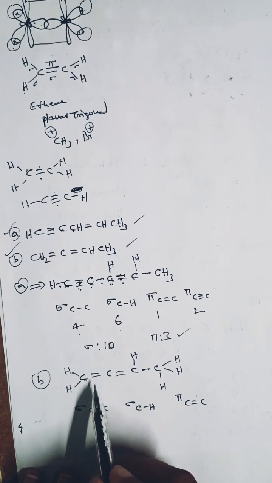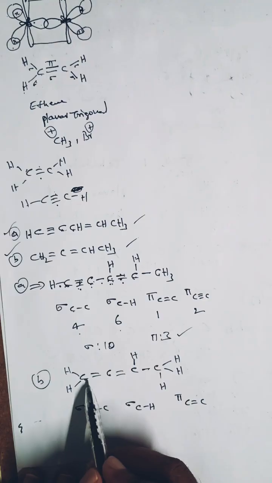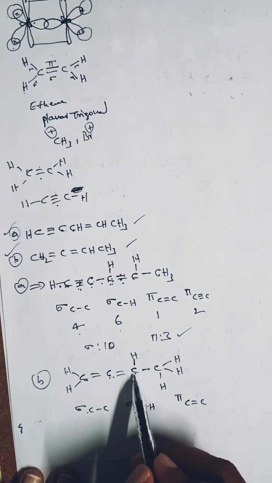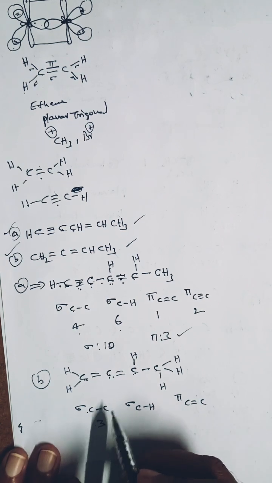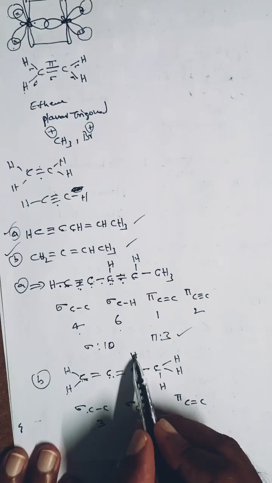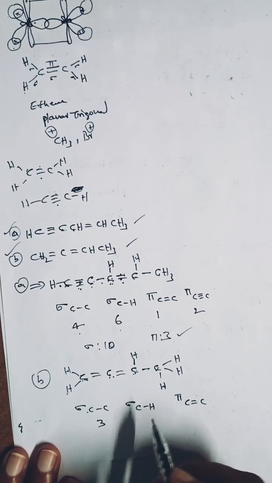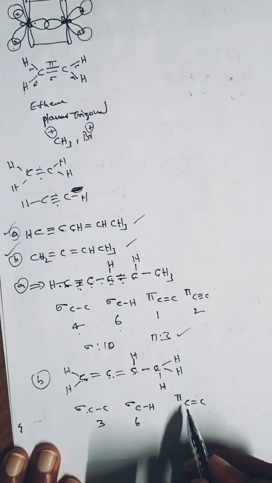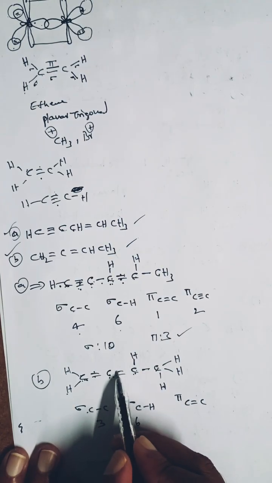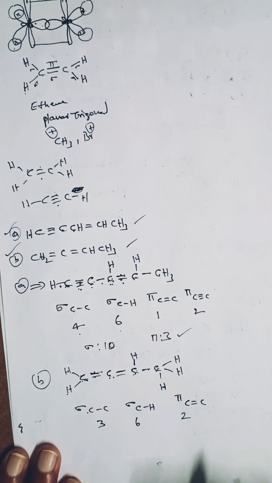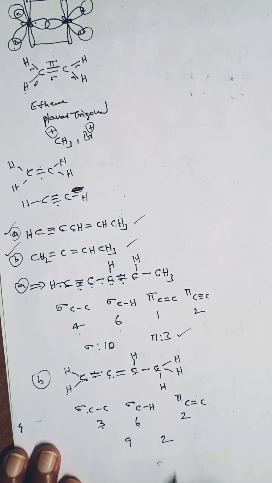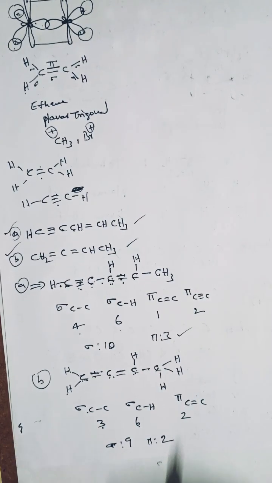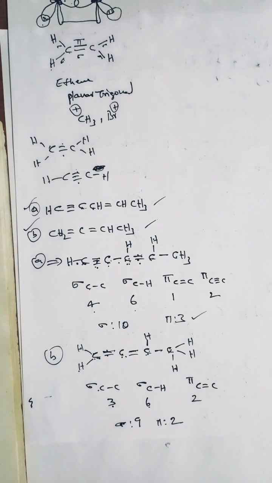Okay. So here C–C sigma bond, this one 1, this one 2, this one 3. 3 are there. So C–H, this is 1, 2, 3, 4, 5, 6. 6 are there. And pi, this is 1 pi bond, this is 1 pi bond, this one and this one, 2 are there. That means total sigma bonds are 9. Total pi bonds are 2. So sigma bonds are 9 and pi bonds are 2. Like that we can complete that question.